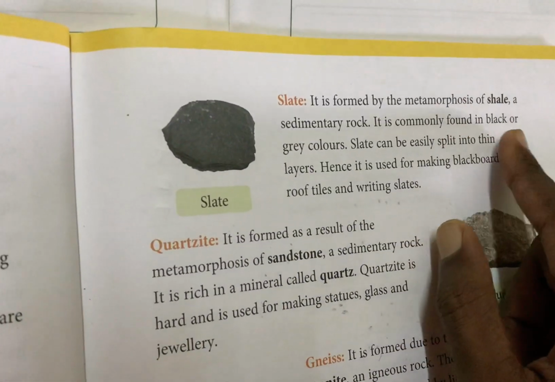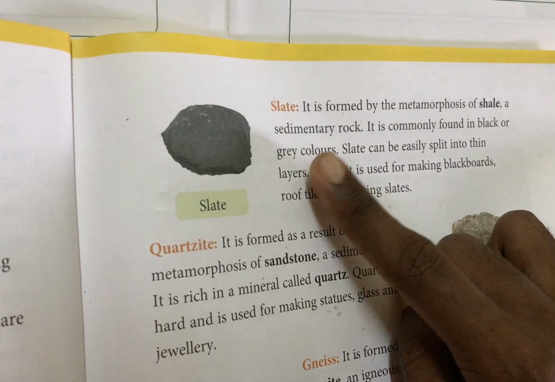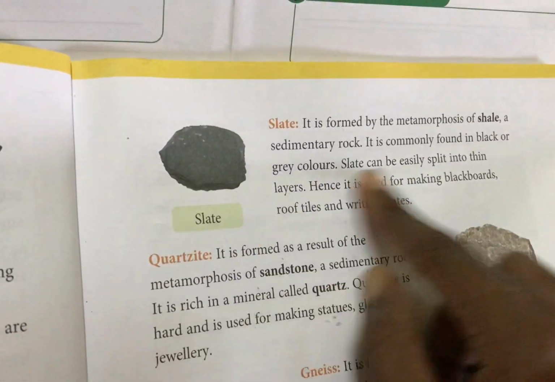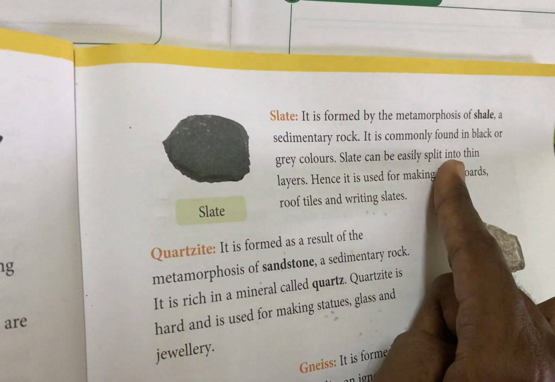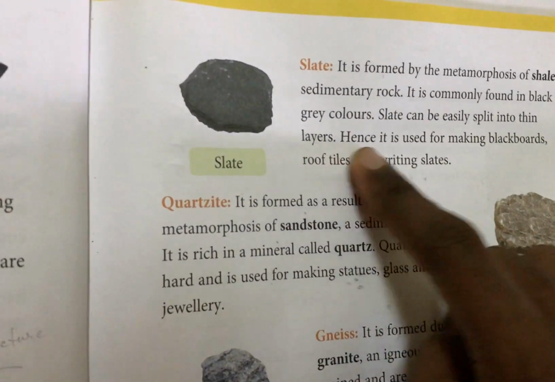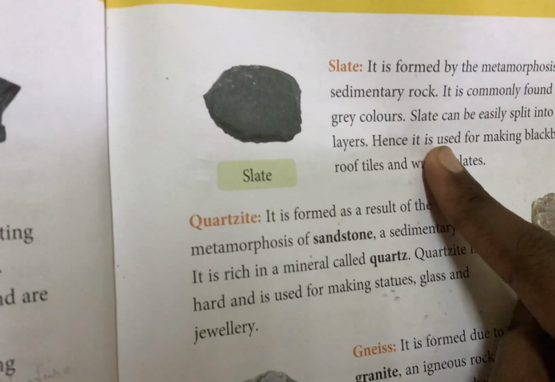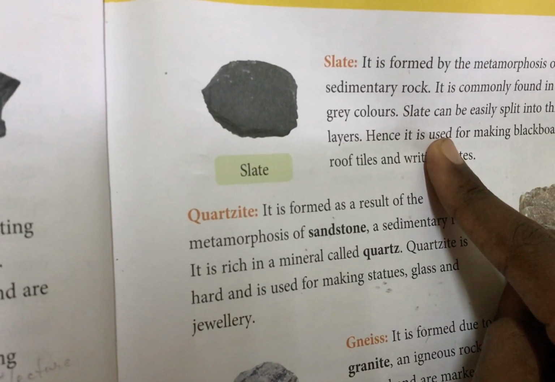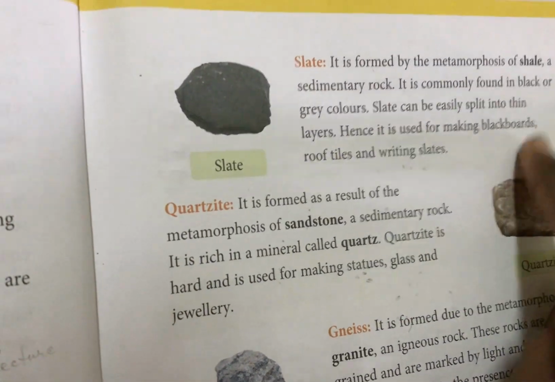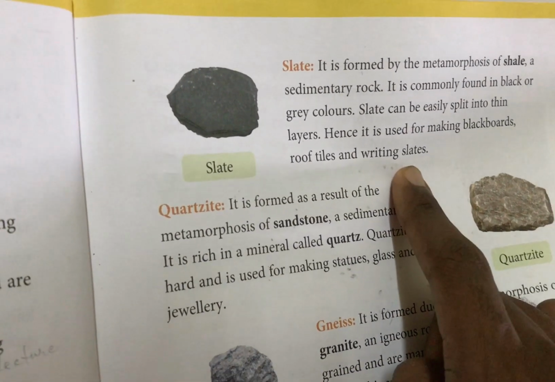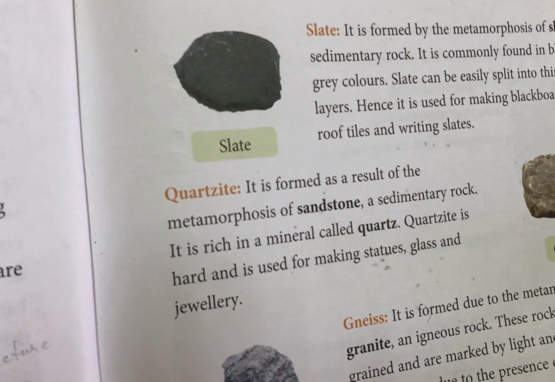Slate is commonly found in black or gray colors. Only 2 colors are there. Slate can easily be split into layers, and it is used for making blackboards, roof tiles and writing slates. So this is the short note for the third.